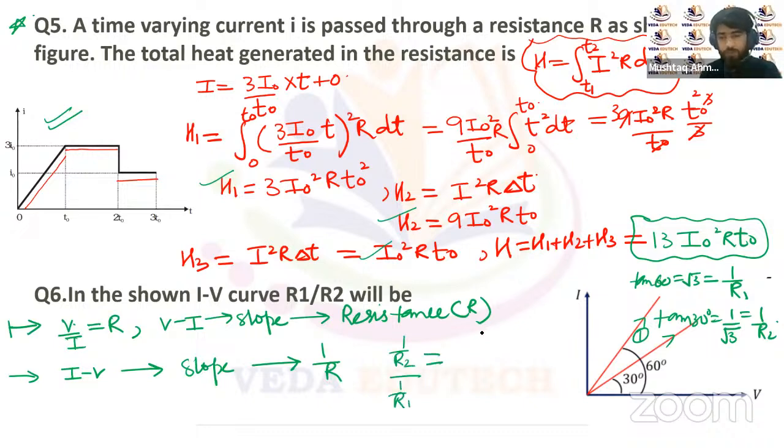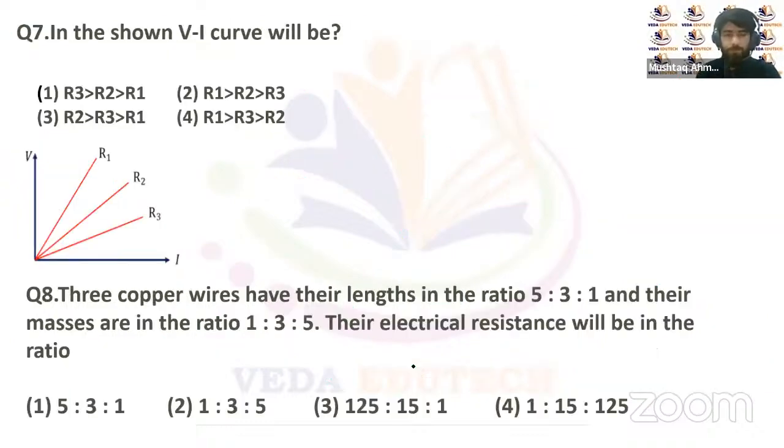That will be equal to 1 over root 3, right? So that will be equal to 1 over 3, right? So this will be the ratio between R1 and R2. So the slope of the IV graph gives the reciprocal of the resistance, and the slope of the VI graph gives the resistance of a conductor, right?